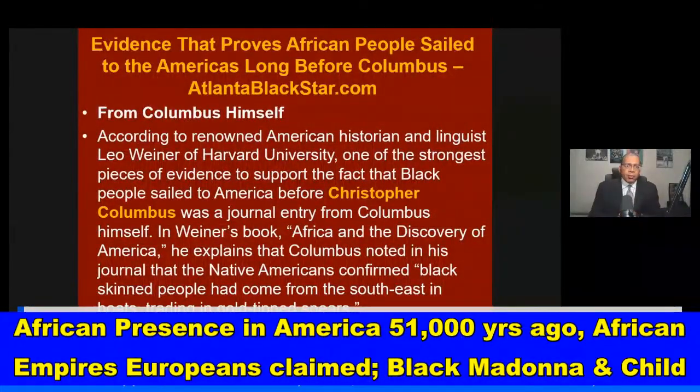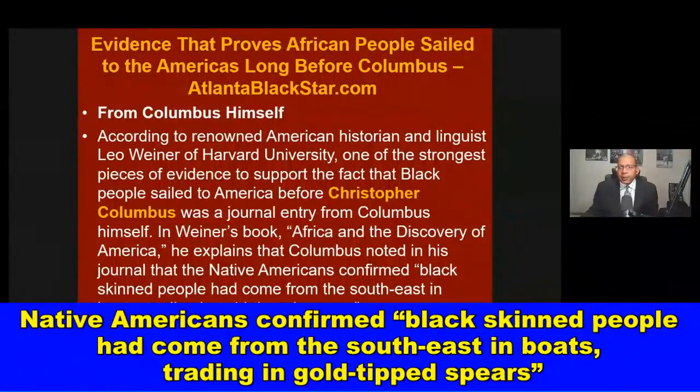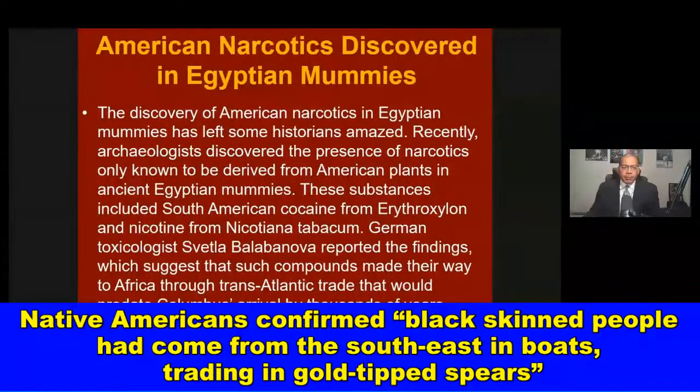According to renowned American historian and linguist Leo Weiner of Harvard University, one of the strongest pieces of evidence to support the fact that African people or Black people sailed to America before Christopher Columbus was a journal entry from Columbus himself. In Leo Weiner's book, Africa and the Discovery of America, he explains that Columbus noted in his journal that the Native Americans confirmed, quote, black-skinned people had come from the southeast in boats trading in gold-tipped spears.